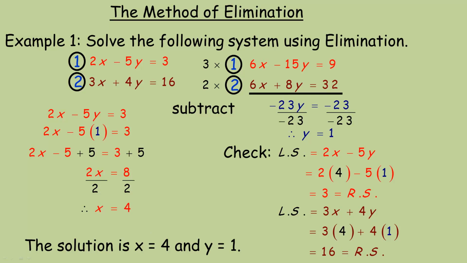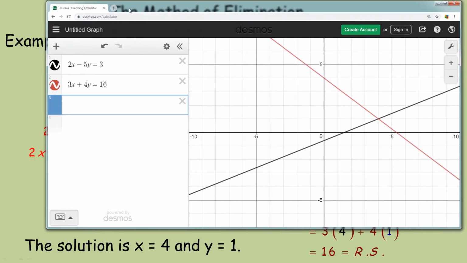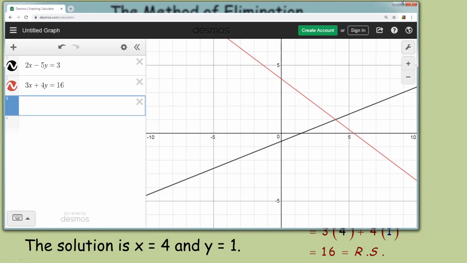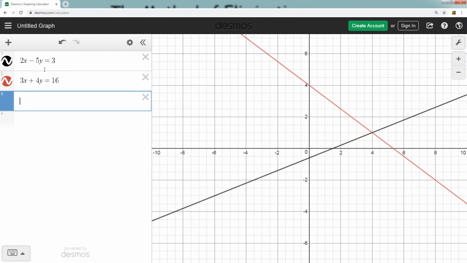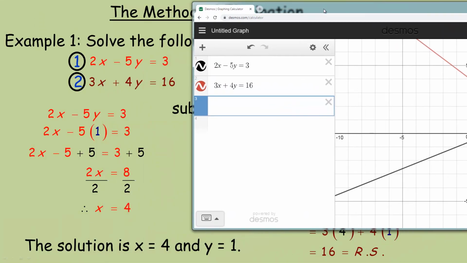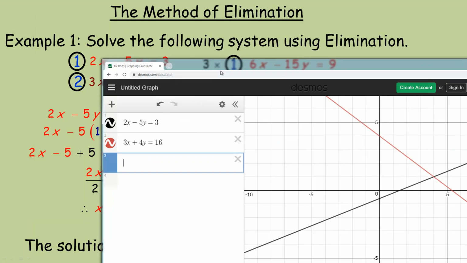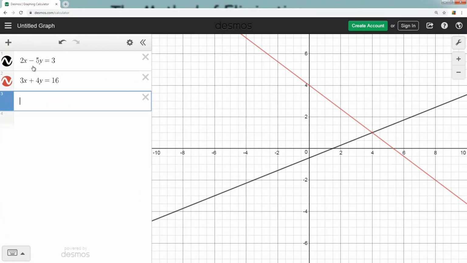So let's bring this up here. Okay, so there's the same system of equations. Just to compare, you can look, they are the same. Okay, so the first thing that we did, if you remember, is I multiplied this one by 3 and this one by 2. So if I multiply that by 3, remember that gave me 6x minus 15y equals 9.